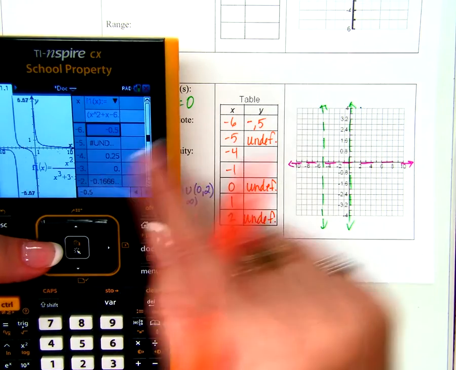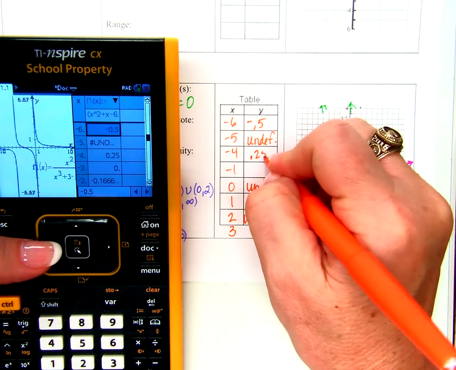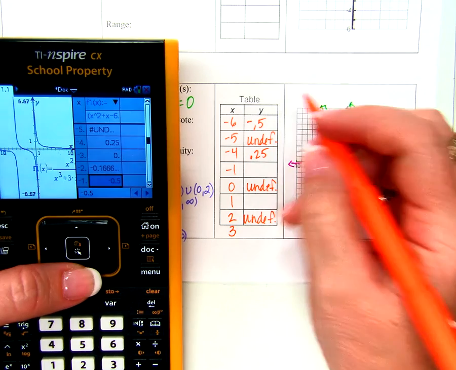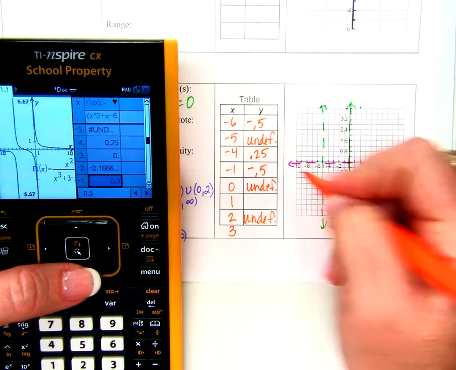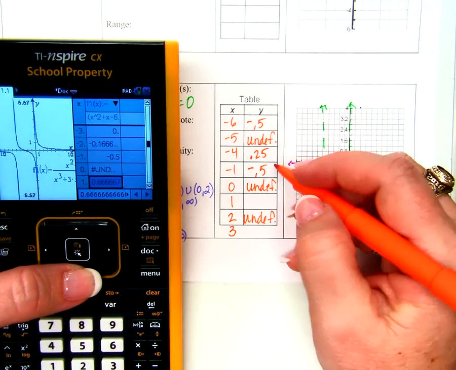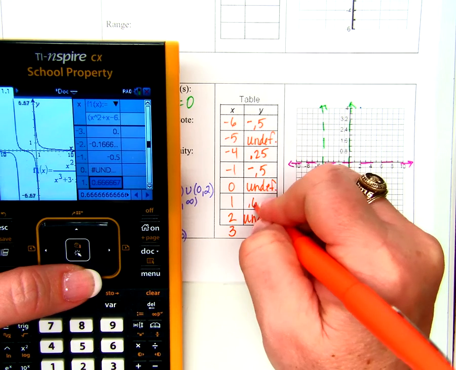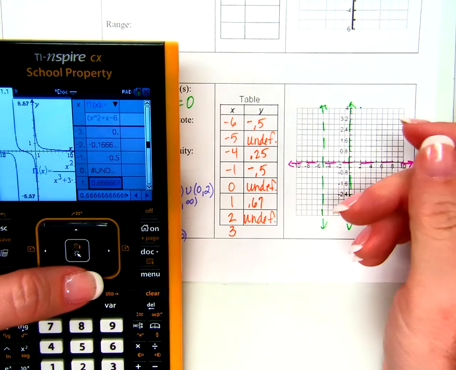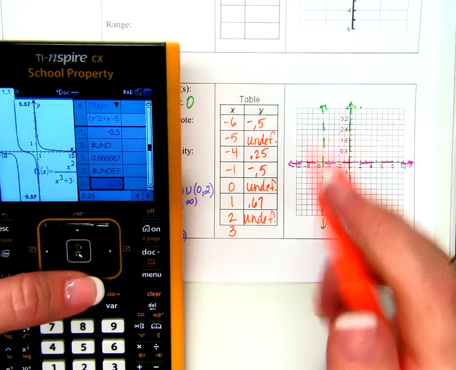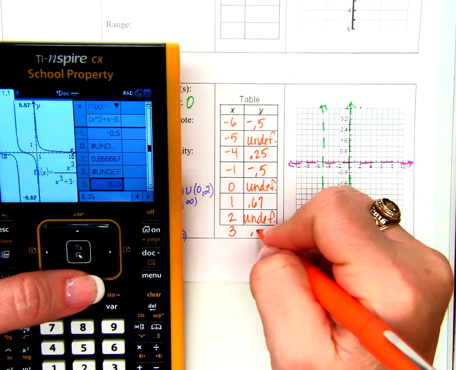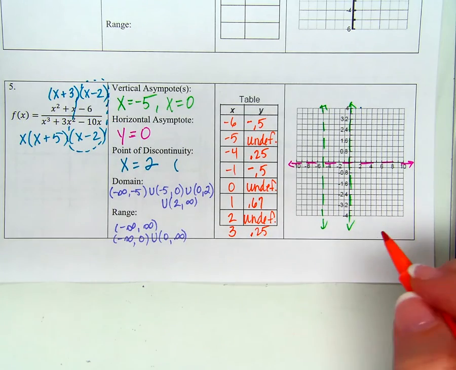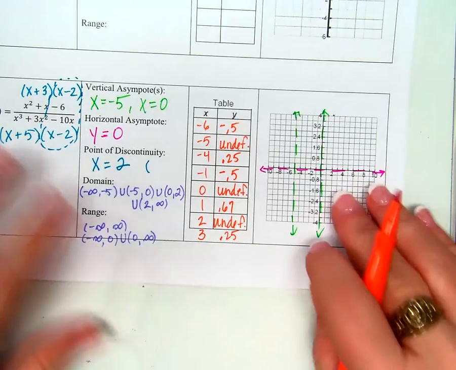If x is -4, y is 0.25. If x is -1, y is -0.5. Oh, yes, it's undefined. Yes. 1 is -0.67. 6 repeating, but I'll go ahead and put 6, 7. 2 undefined. Yes. 3.25. Or 1/4. Okay? Now I'm going to plot that on this graph over here.